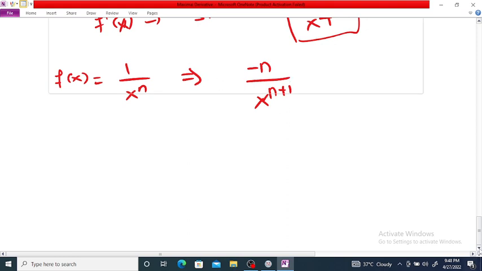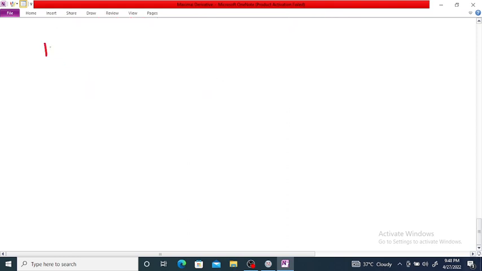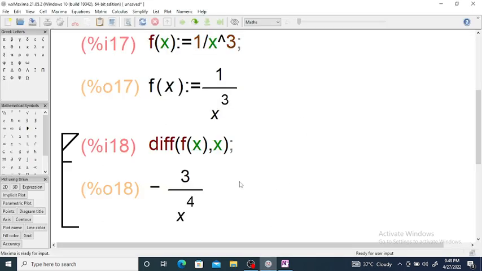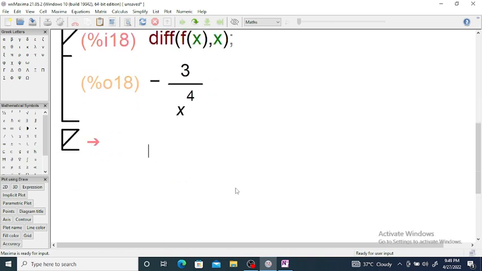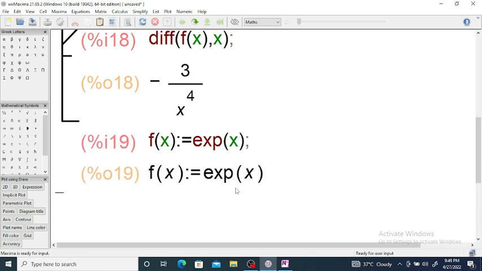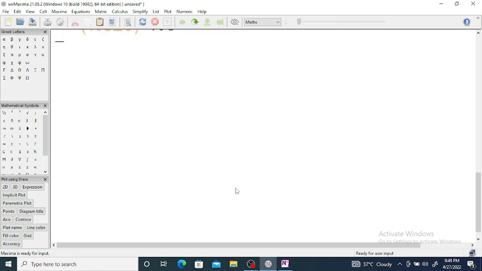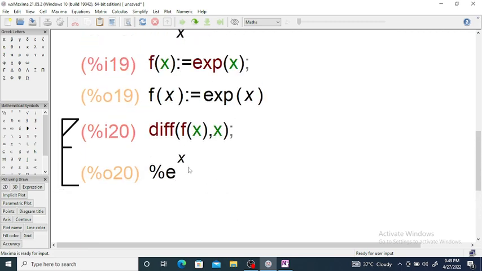The next formula is, if f of x is equal to e raised to x, then f dash x is equal to e raised to x. So here in Maxima, if you write f of x, an exponential function, we write it as exp of x, and then to find the derivative of f of x, the independent variable is x, you can check its derivative is equal to e raised to x.